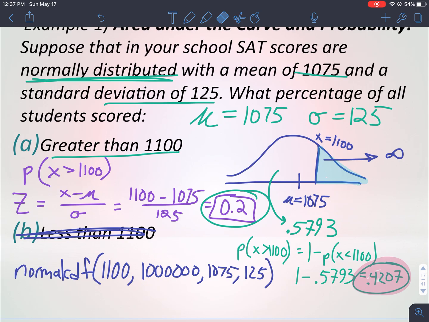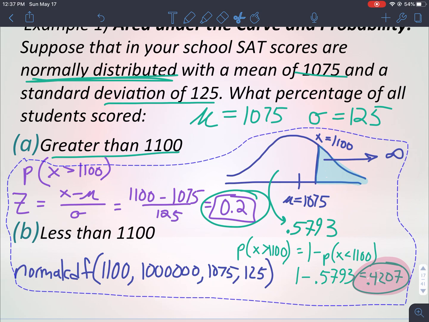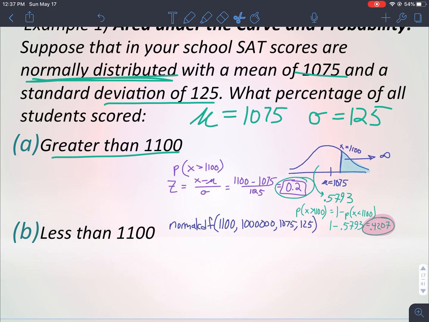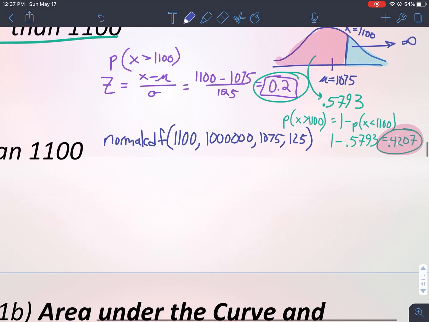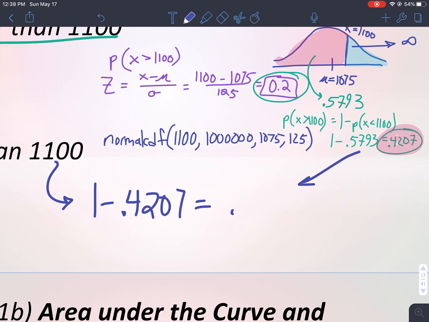All right, so all of this is going to be part A. But if you look at it, less than 1100 is that opposite probability. So we actually already did part B when we were doing our work. So that should be 1 minus 0.4207, which is that 0.5793 answer.